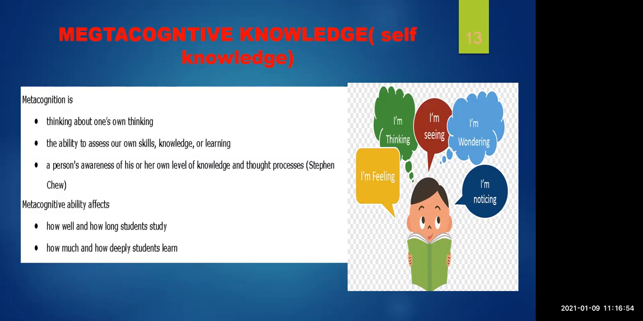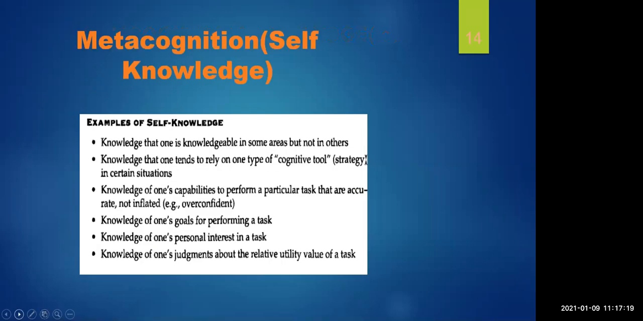How long the students study, how much and how deeply students learn depends on their ability to assess their own skill, knowledge and learning. Once students are able to know their own knowledge, they will have the interest. They will think, okay, I'm having this much knowledge only, I should learn. That interest you have to create among the students. That is where this metacognitive knowledge will be useful. And this is about self-knowledge again.